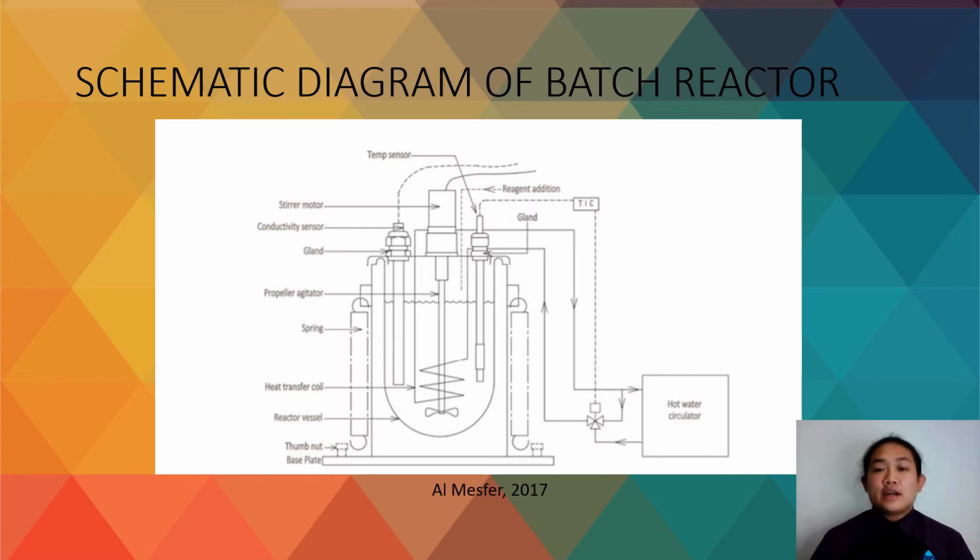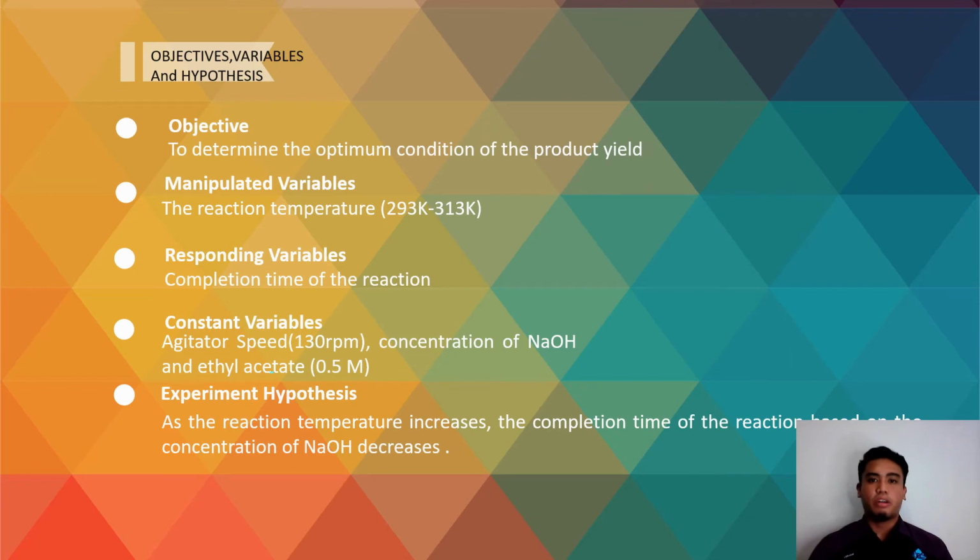This is our schematic diagram for our batch reactor. So for the next part of the presentation is the objectives, variables, and hypotheses of the open-ended laboratory experiment. So the objective of the experiment is to determine the optimal condition of the product yield. For the manipulated variable, it is the reaction temperature, which is from 293 Kelvin to 313 Kelvin. Next is the responding variable, which is the completion time of reaction.